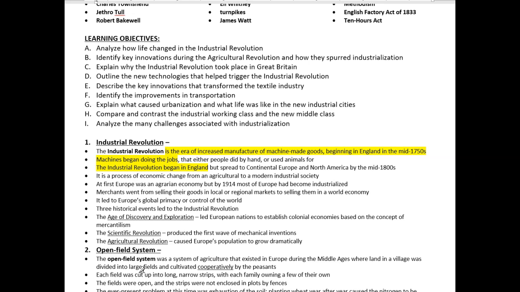3 historical events led to the Industrial Revolution. The Age of Discovery and Exploration led European nations to establish colonial economies based on the concept of mercantilism. The Scientific Revolution produced the first wave of mechanical inventions. And then the Agricultural Revolution caused Europe's population to grow dramatically.